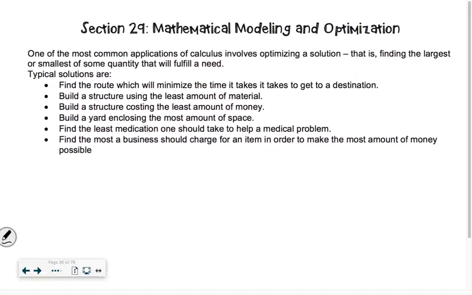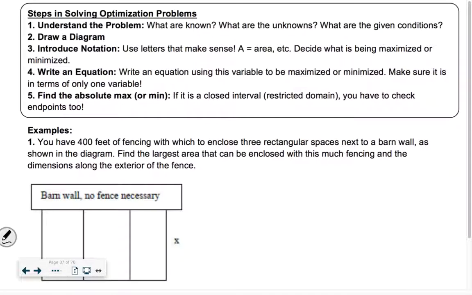All right, so it says, one of the most common applications of calculus involves optimizing a solution. So in other words, finding the largest or smallest of some quantity that will fulfill a need. So I found lots of examples, and I'm showing them. Typical solutions are: find the route which will minimize the time it takes to get somewhere. Build a structure using the least amount of material. Build a structure costing the least amount of money. Build a yard enclosing the most amount of space. Find the least medication one should take to help a medical problem, and find the most a business should charge for an item in order to make the most amount of money. Does this make sense? These are maximizing and minimizing.